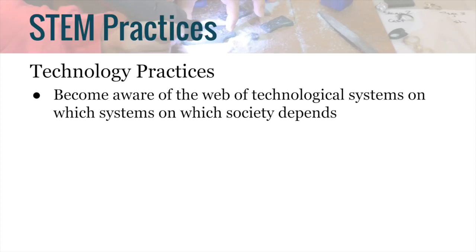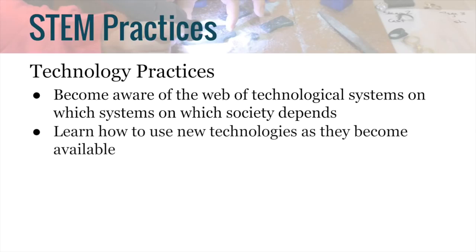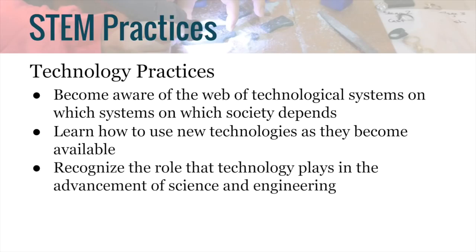For this practice, help students to think more broadly about technology and emphasize how technologies created by humans are here to serve our needs and desires. Practice 2. Learn how to use new technologies as they become available. Help students learn how to use new technology, how to choose appropriate ones for a situation, and observe how others use technology. Practice 3. Recognize the role that technology plays in the advancement of science and engineering.